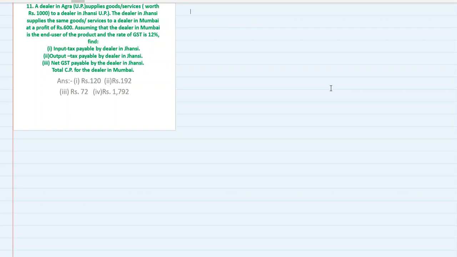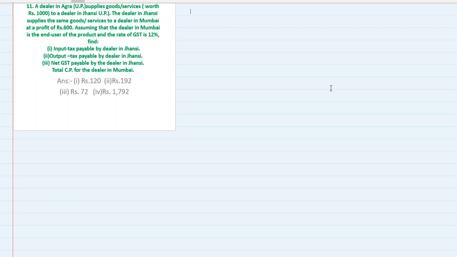Assuming that the dealer in Mumbai is the end user of the product, and the rate of GST is 12%. Find the input tax payable by the dealer in Jhansi, output tax payable by the dealer in Jhansi (actually output tax is always collected, not payable), and net GST payable by the dealer in Jhansi, and total CP for the dealer in Mumbai.